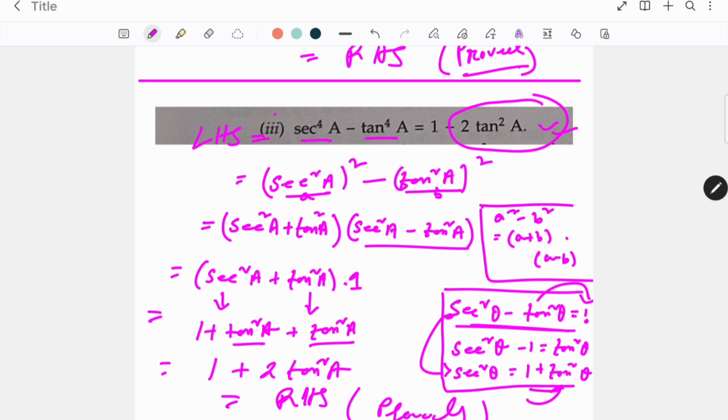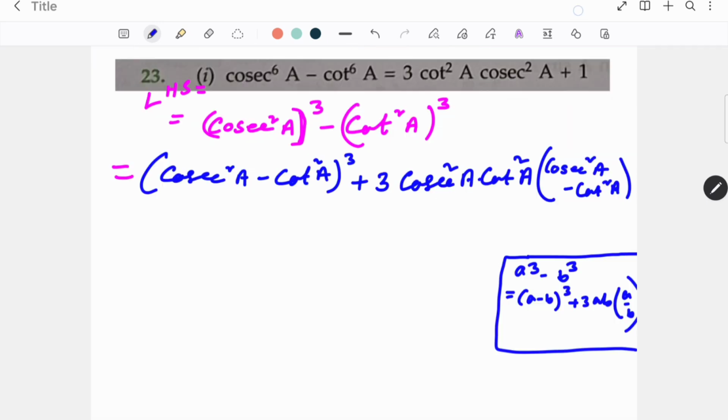Hope you understood. Let's see this sum, how can we solve? It is given: cosec to the power 6a minus cot to the power 6a is equal to 3 cot square a into cosec square a plus 1.